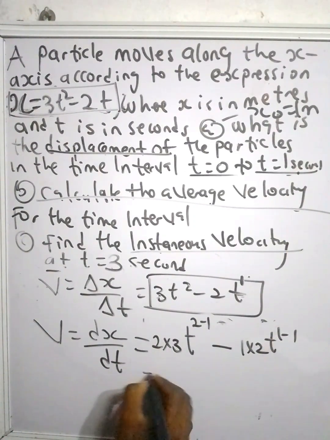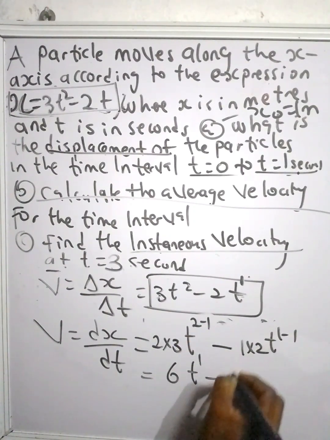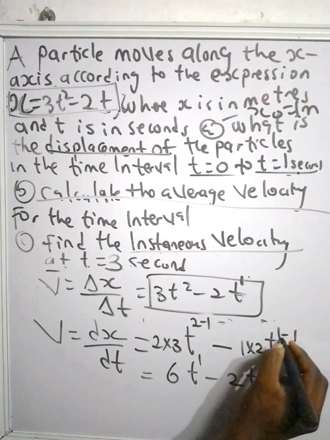That's going to be 6t raised to 2 minus 1, which is 1, minus 2t raised to 1 minus 1, which is 0.